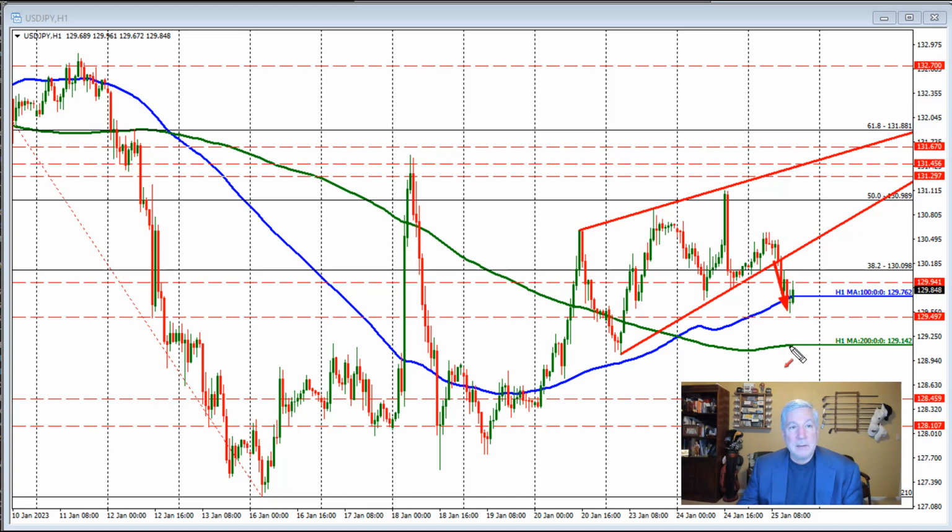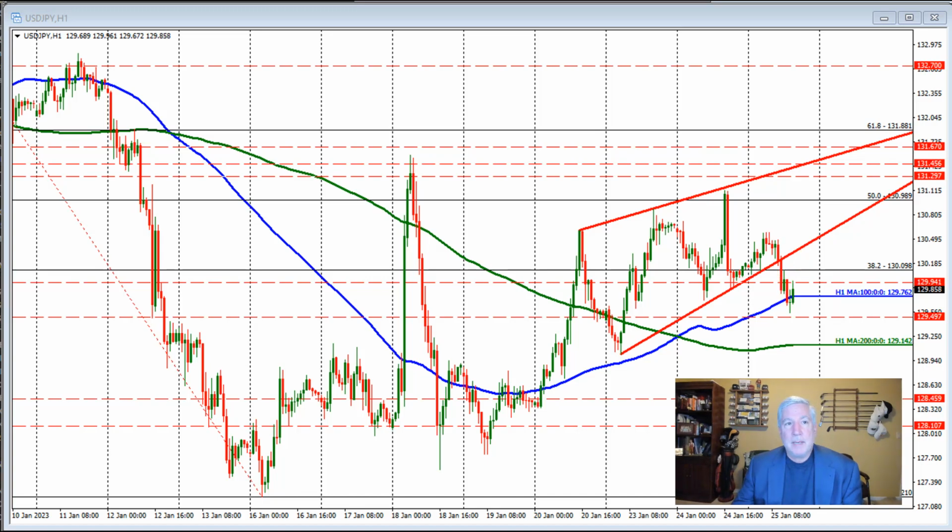If we move to the downside, the 200-hour moving average will be the next target. That level comes in at 129.14. On the top side, we'll watch the 130.098 level on the underside of this broken trend line. Oftentimes, the price will come back to that trend line and find resistance before rotating back to the downside.